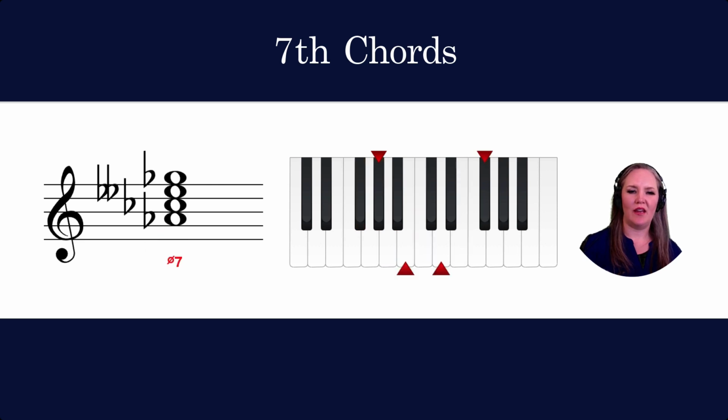Let's do it with A flat. An A flat half diminished 7th chord is A flat, C flat, E double flat. I'm sorry, that's the diminished triad. A flat to G flat is the minor 7th. So when you combine those, they form an A flat half diminished 7th chord. So that is A flat, C flat, E double flat, G.